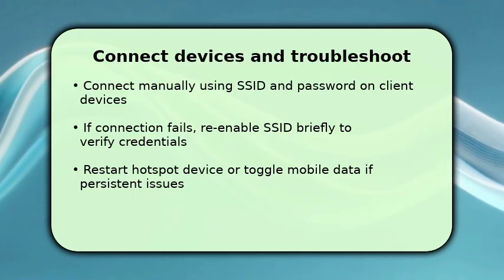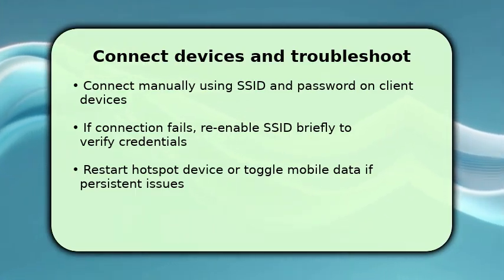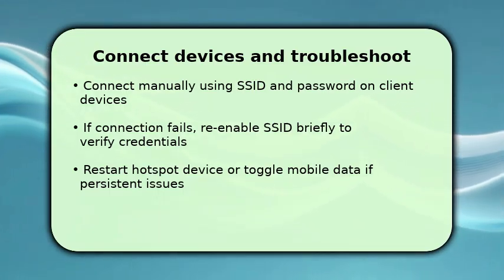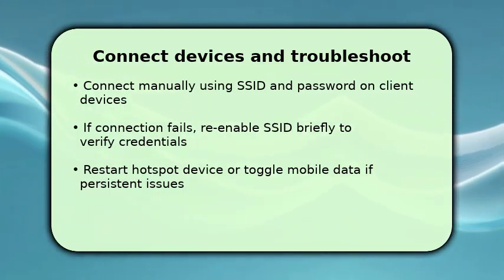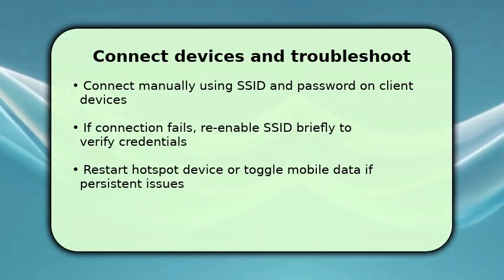If it won't connect, re-enable SSID broadcast briefly to verify the exact name and password, then hide again. If problems persist, restart the hotspot device or toggle mobile data. That clears temporary radio issues and usually resolves stubborn failures.